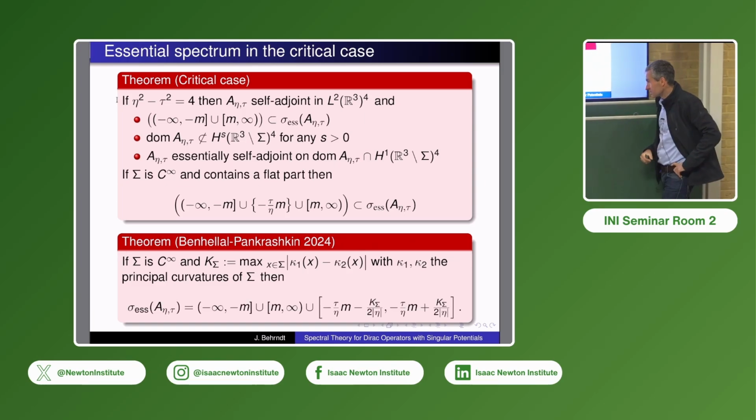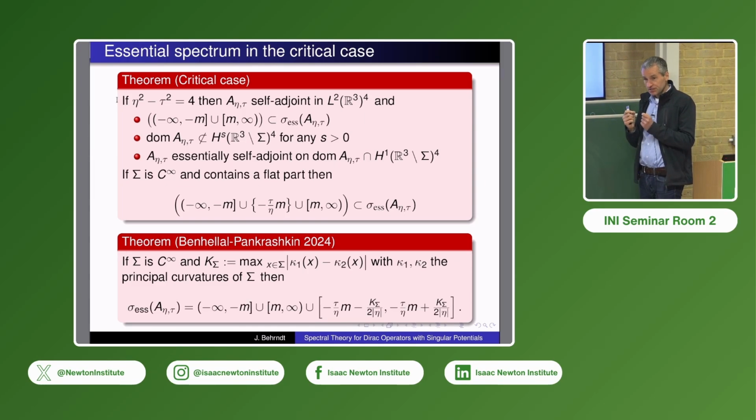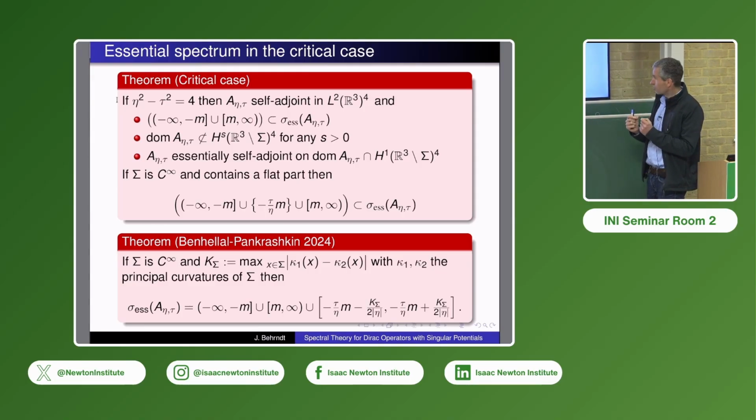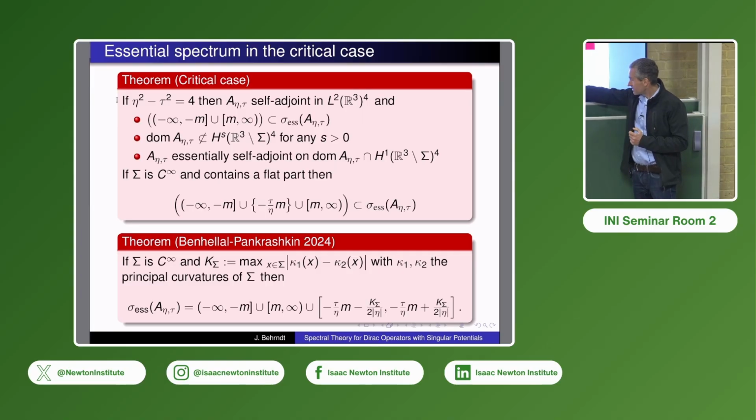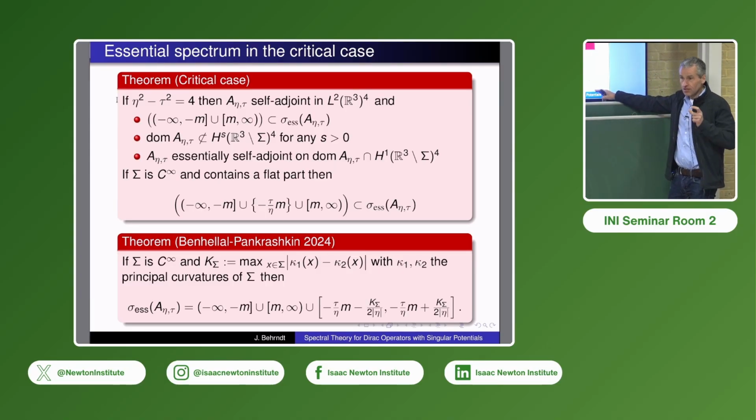And now look what happens. This k sigma specifies the interval around that point minus tau over eta m, which we had before, that gives you an additional strip in the essential spectrum.